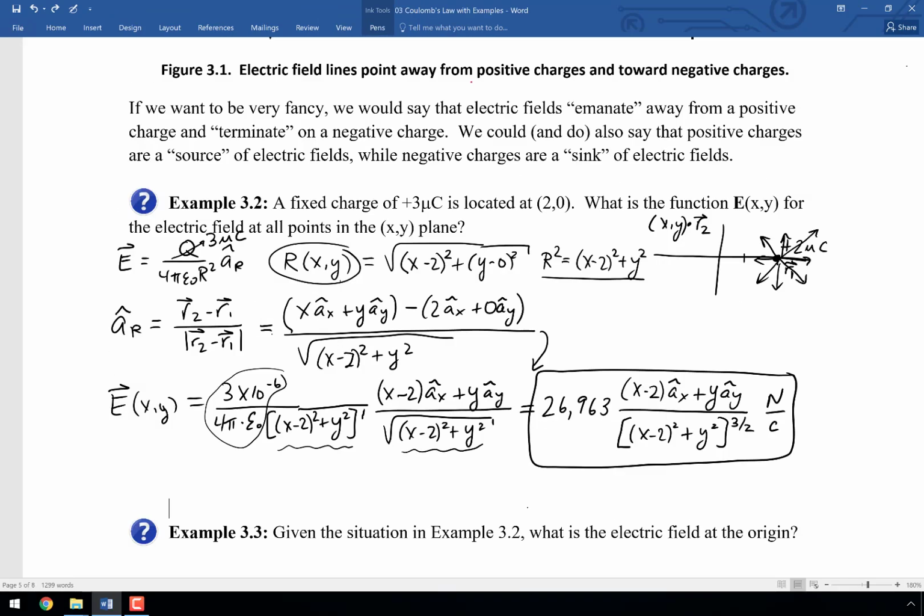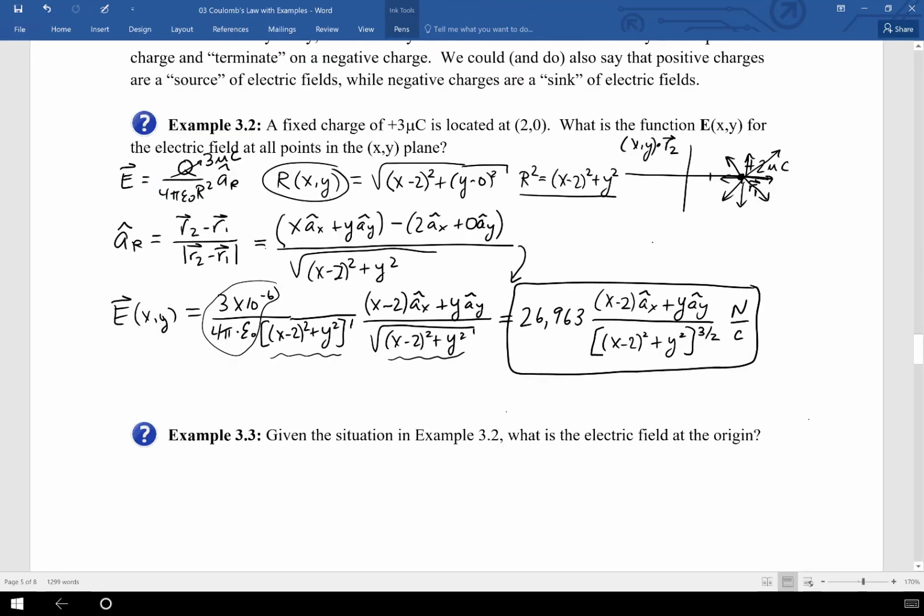And I see now that there's an error in this very first picture that I drew. Rather than 2 microcoulombs, that should have read 3 microcoulombs. All the calculations in the problem itself are correct. It's just that I made a mistake in the initial figure.